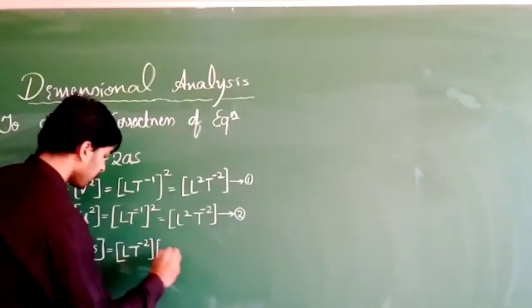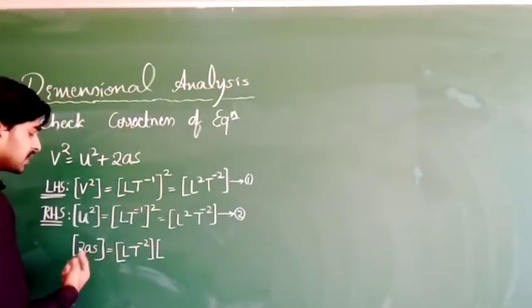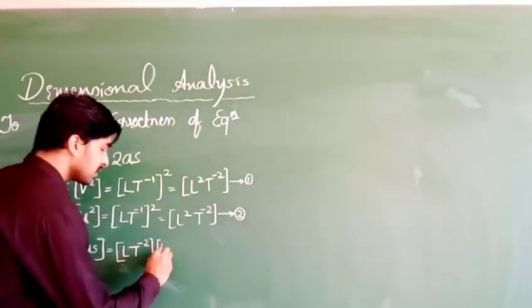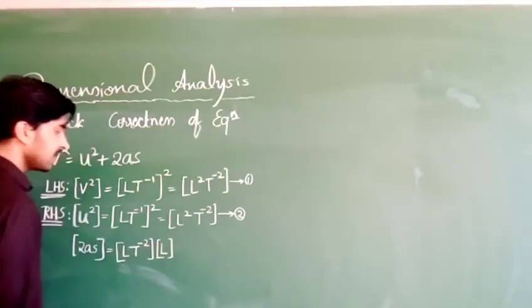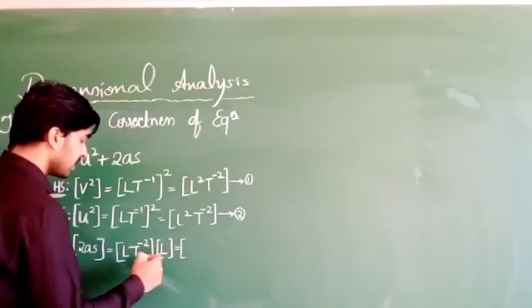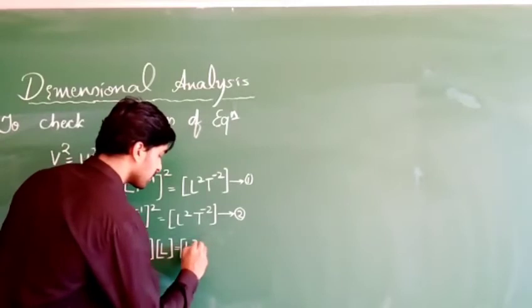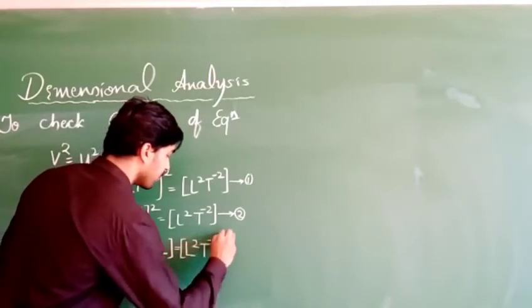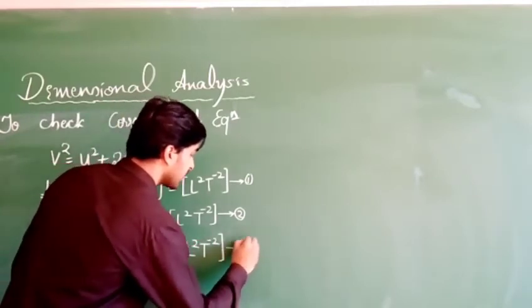Next, for displacement. Displacement is nothing but length. We are going to treat it as L. So how I can write? This will be nothing but L square T to the power of minus 2. Clear? L square T to the power of minus 2. So this I will be treating as third one.